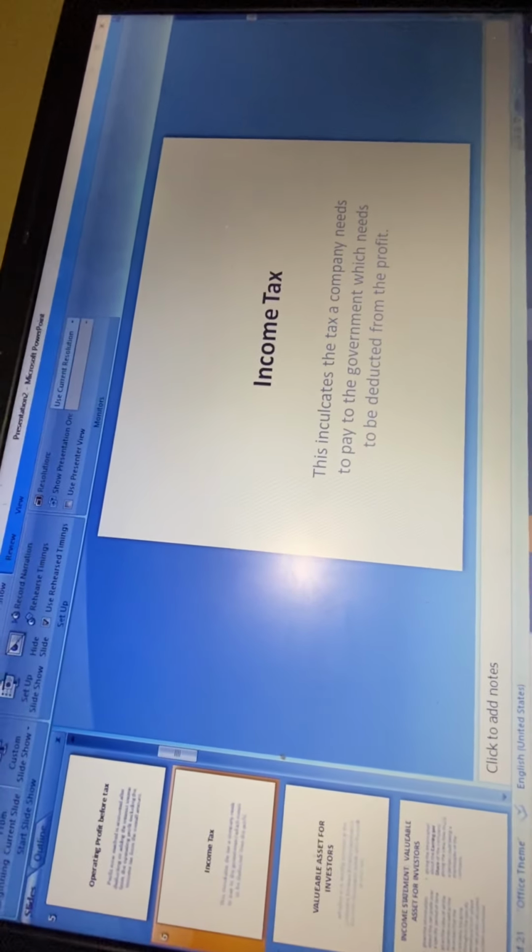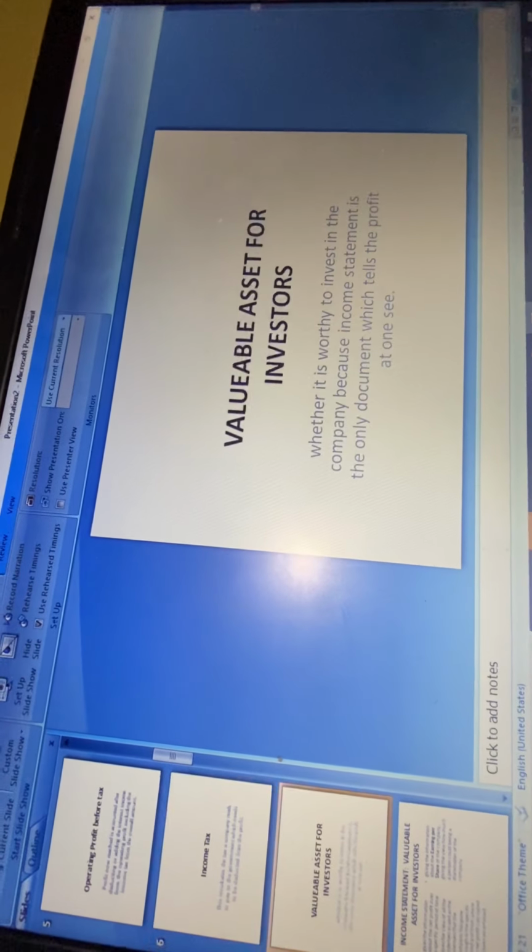So after we have the profit before tax, next we are going to apply the income tax on that. This includes a tax a company needs to pay to the government, which needs to be deducted from the profit.